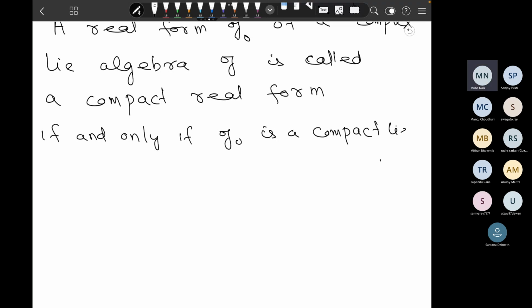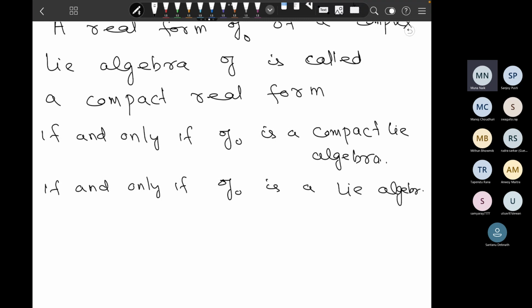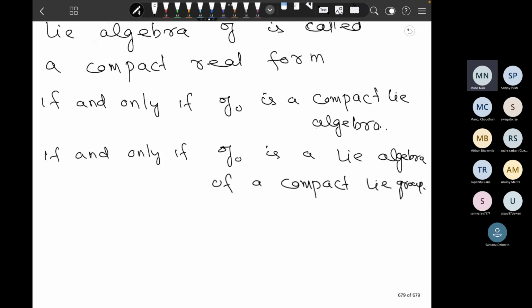What do we mean by a Lie algebra being compact? That doesn't really mean that G naught is compact, because G naught is a vector space, it can't be compact. So this is equivalent to saying G naught is the Lie algebra of a compact Lie group. So two things are very important in this regard.